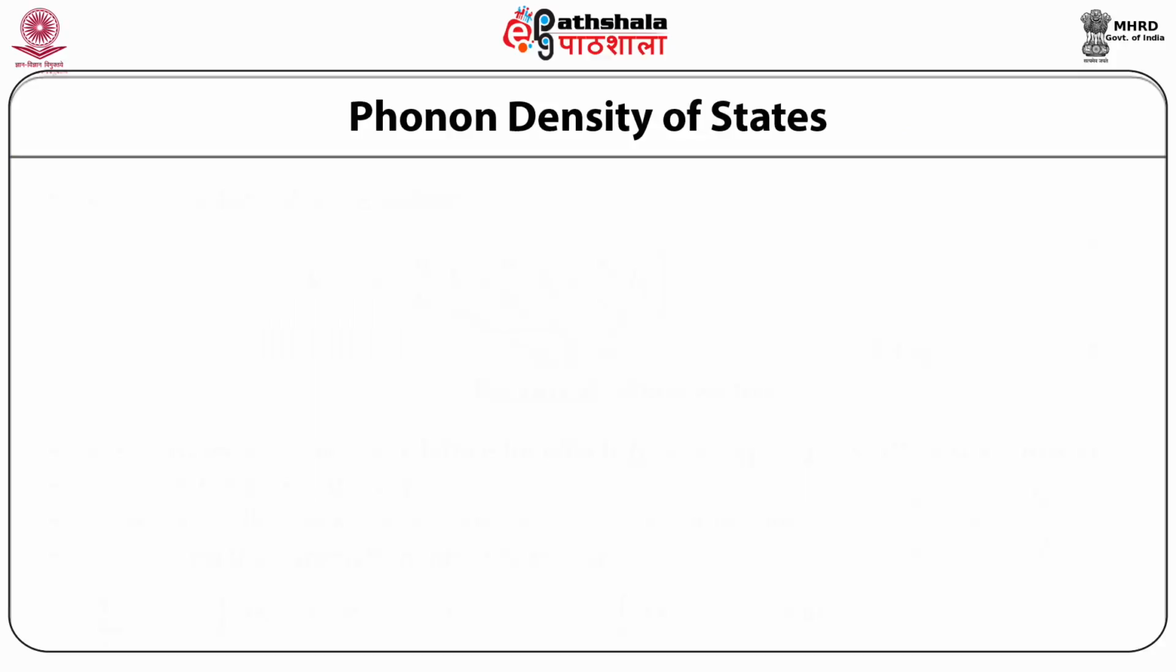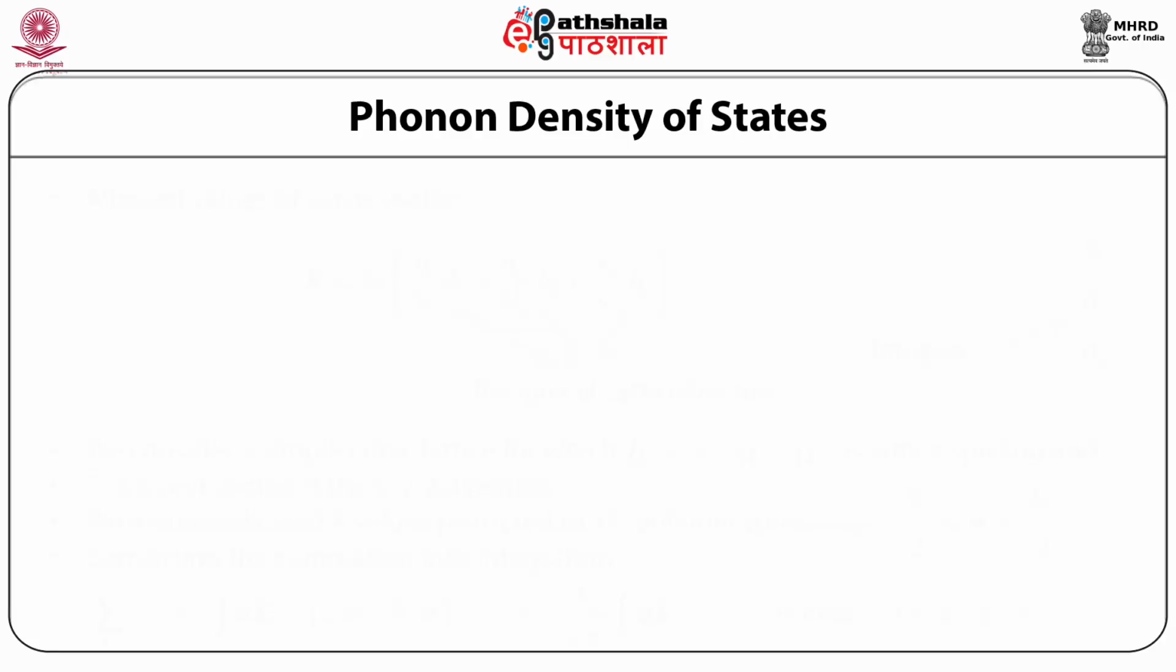Now the summation is not easy and we need to know the dependence of omega k lambda on k and lambda. Phonon density of states. Now, as we had mentioned in the previous module, the density of states will play a very important role in determining the observed values of the specific heat.